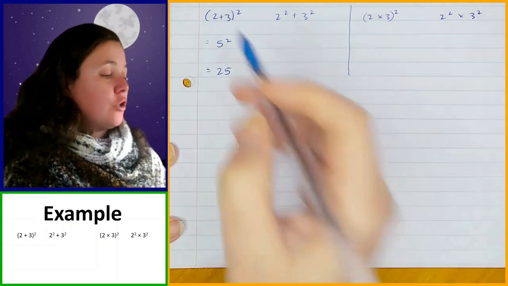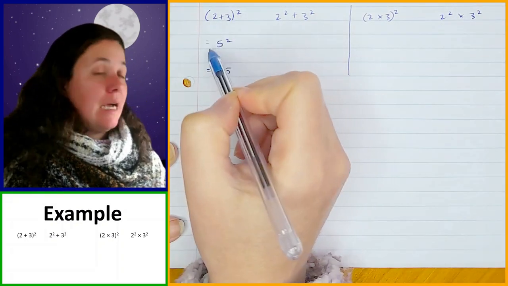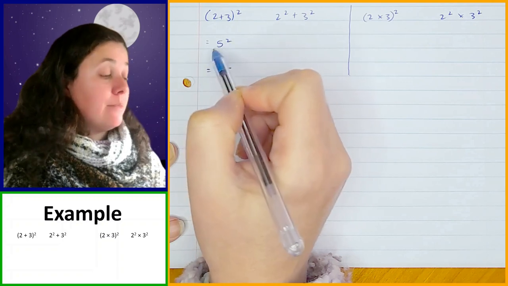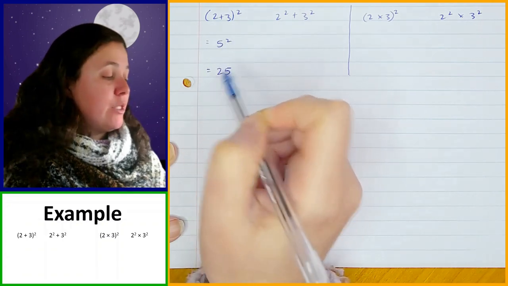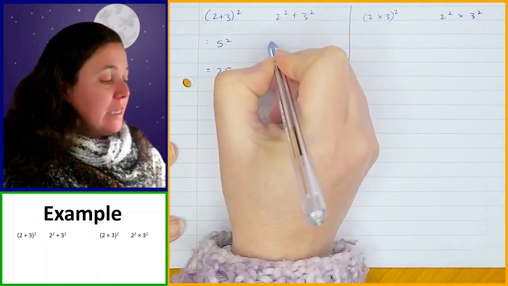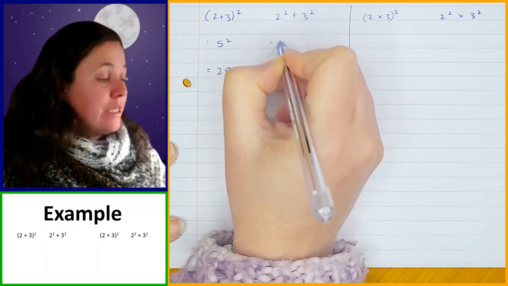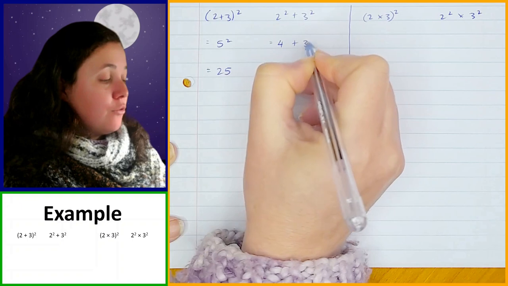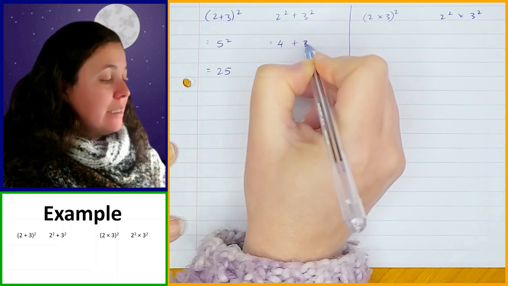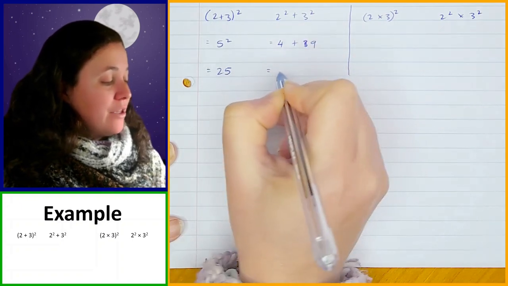Okay, so 2 plus 3 squared: I simplify it and I get 5 squared, and that gives me 25. This one over here, if I square the 2 and the 3 separately, I get 2 squared is 4 plus 3 squared is 9, and that gives me 13.